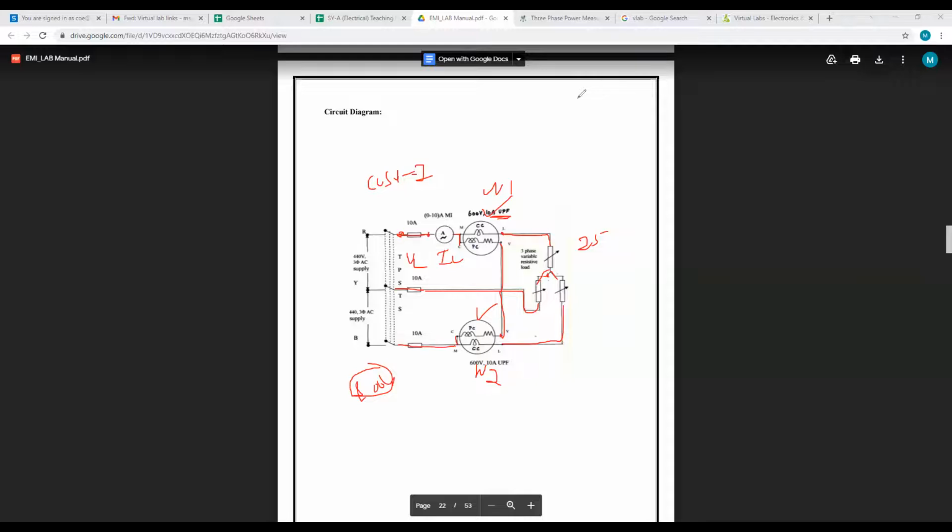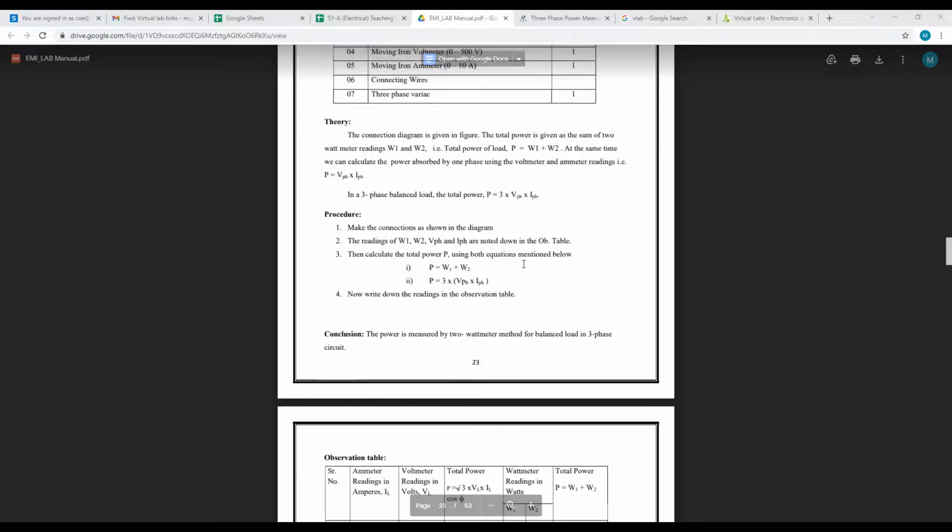Is there any doubt in the circuit diagram? No, sir. Okay, so this is the circuit diagram. Next, the theory part. Procedure I have already told, and I will tell that once again. In the theory part, we know that 2 wattmeters we are using here now. The total power of the circuit is wattmeter 1 reading plus wattmeter 2 reading. If 3 wattmeters are there, then P equals W1 plus W2 plus W3. With only 2 wattmeters, P equals W1 plus W2.